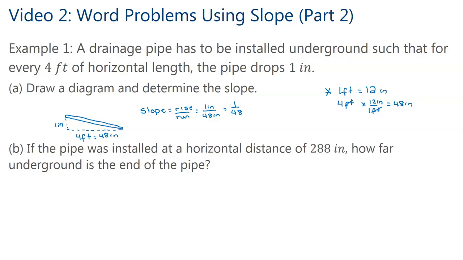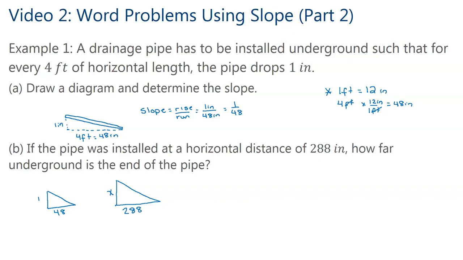Now for B, it says if the pipe was installed at a horizontal distance of 288 inches, how far underground is the end of the pipe? Now to solve this, we're going to set this up using similar triangles, where one triangle represents the slope, which we know is 1 in 48, and the other triangle represents the pipe having a distance of 288 inches. And I'll represent this side here with X because that is how far underground the end of the pipe is.